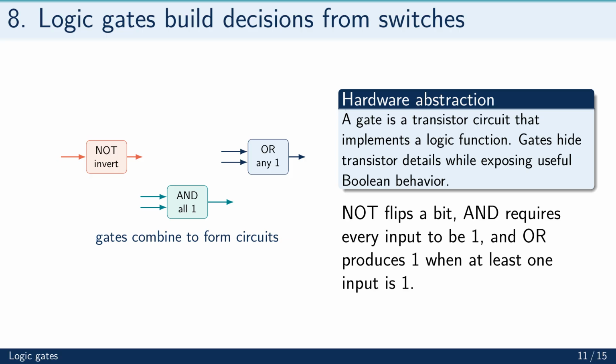Each gate hides the details of the transistors inside it, giving designers a simpler component to combine with other components. This is another example of abstraction. We do not need to reason about every electrical change when we want to build a larger circuit. Instead, we can reason about inputs and outputs. By connecting many gates, engineers construct circuits for mathematics, memory, control, and the instruction processing performed by a CPU.